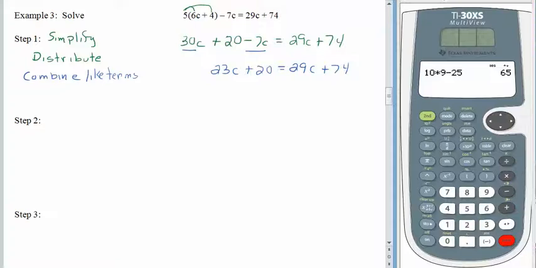Okay, now we're ready to go. This looks a little more like what we had on the last one. Step number 2, move all the variables to one side, all the constants to the other. And of course we do this by adding or subtracting. I am a creature of habit. I like my variables on the left. So I'm going to subtract the 29c from the right-hand side. Right, the 29c is positive. I will undo this by subtraction.